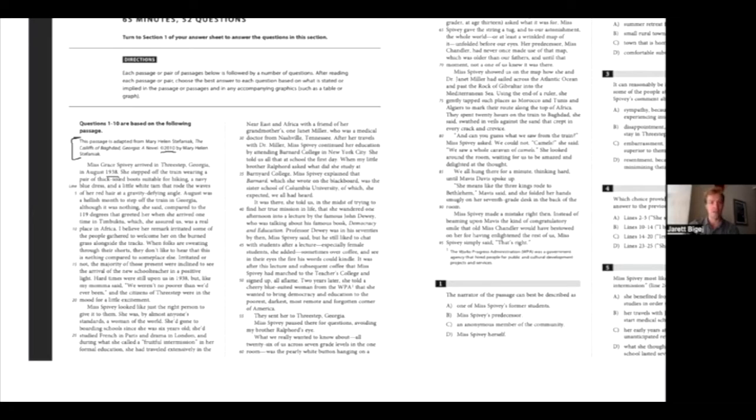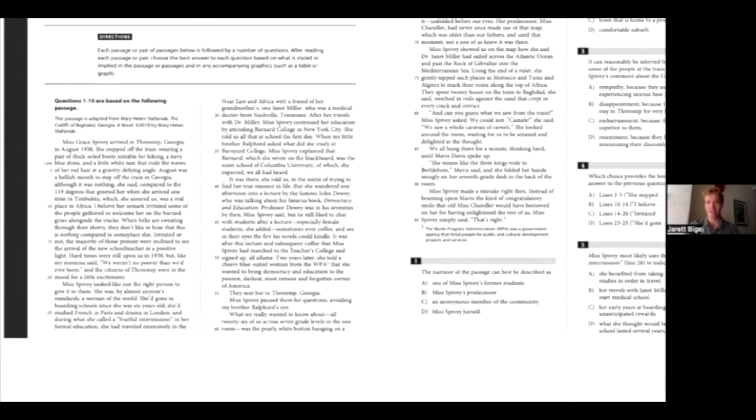So Miss Grace Spivey arrives in Georgia, in this town called Three Step. August 1938, very hot. She steps off the train wearing a pair of thick-soled boots. And August, it says here, August was a hellish month to step off the train in Georgia. Although it was nothing, she said, compared to the 119 degrees that greeted her when she arrived one time in Timbuktu.